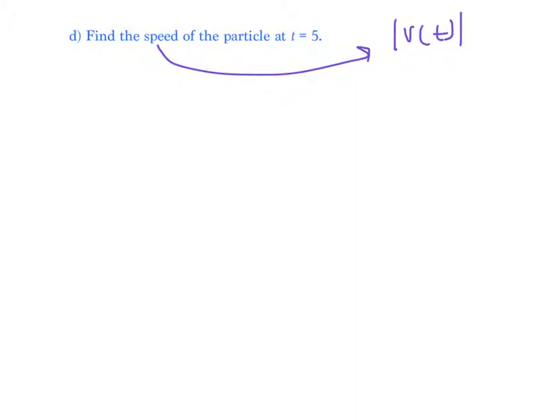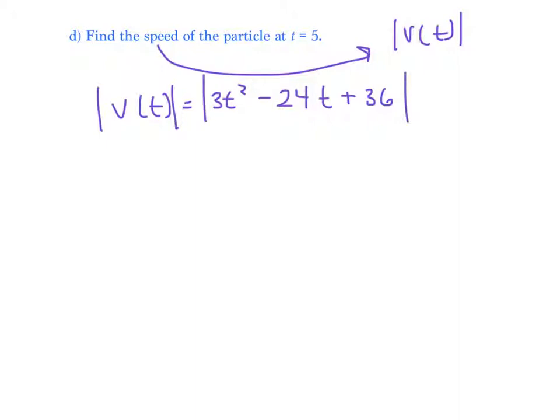Okay, so the velocity function was v of t equals 3t squared minus 24t plus 36. But because I want the absolute value, I'm going to say the absolute value of v of t. And I want it when the time is 5. So I want the absolute value of v of 5. So I'm going to plug a 5 in here.